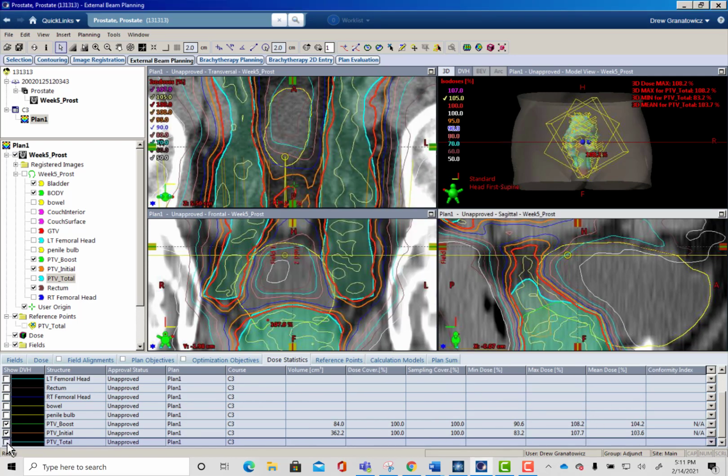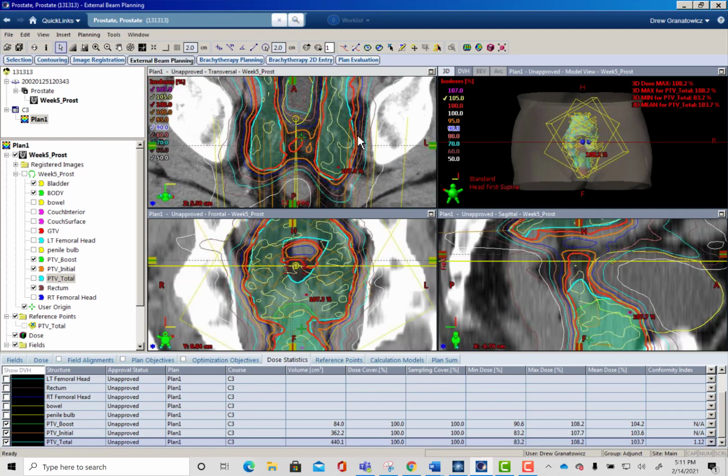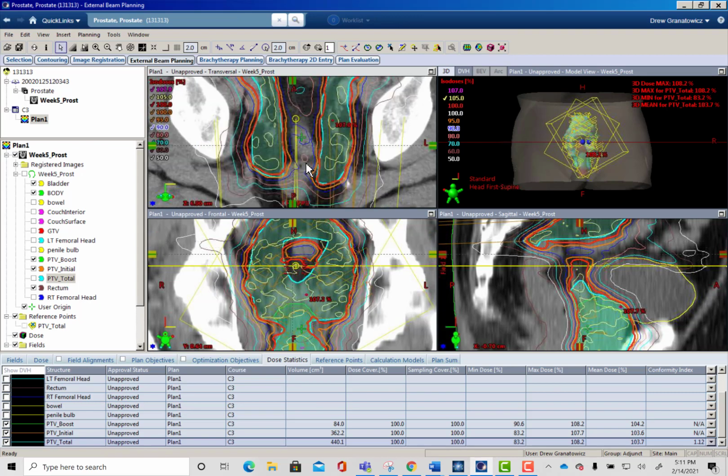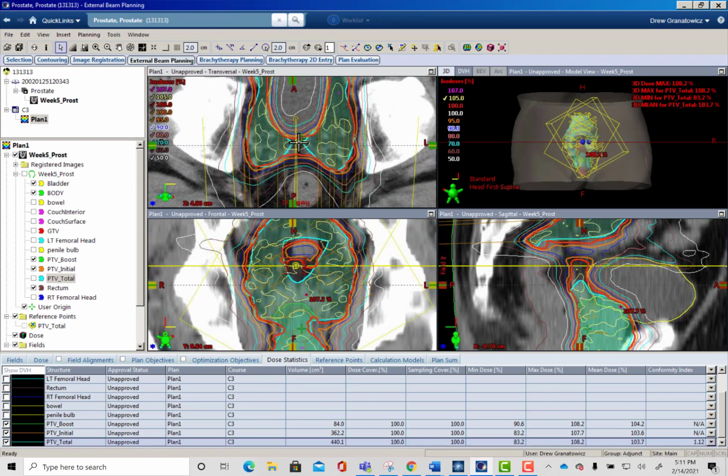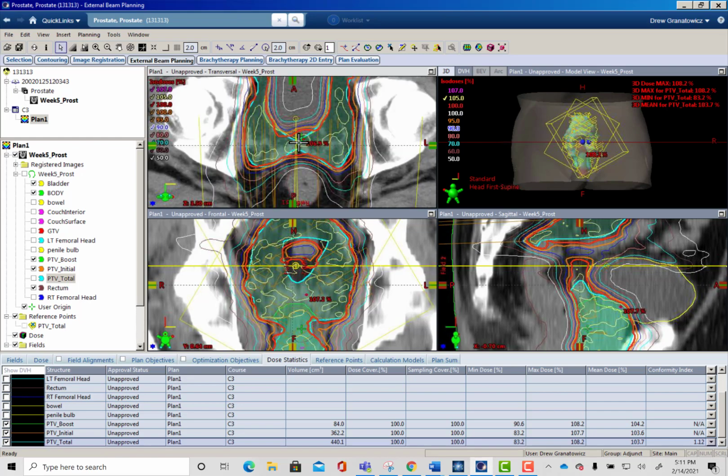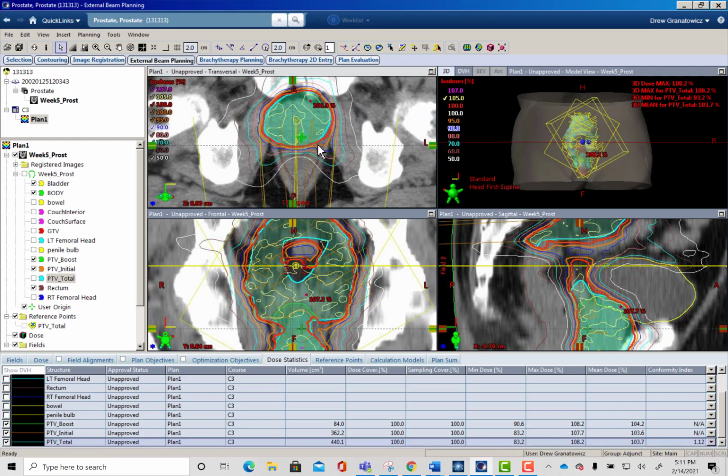So the conformality index for our PTV total is 1.12. You should almost always be shooting for something under 1.1. So if we cleaned this area up right here, so all of that right in there, it would improve.